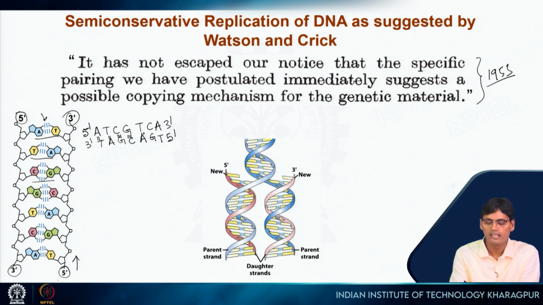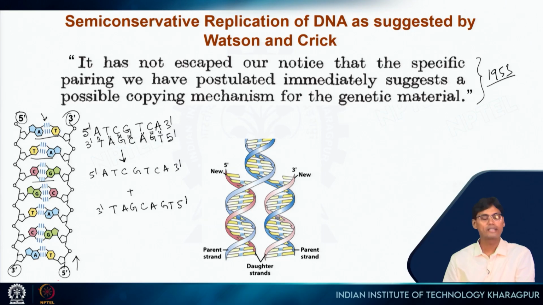So, now if there is some mechanism so that these two strands are getting separated, then we can synthesize the new strand because of this complementary rule. So, in the next stage, if these two strands are getting separated, 5 prime, A, T, C, G, T, C, A, 3 prime plus this 3 prime, T, A, G, C, A, G, T. So, with these two strands, then we can actually make the new strand again from here.